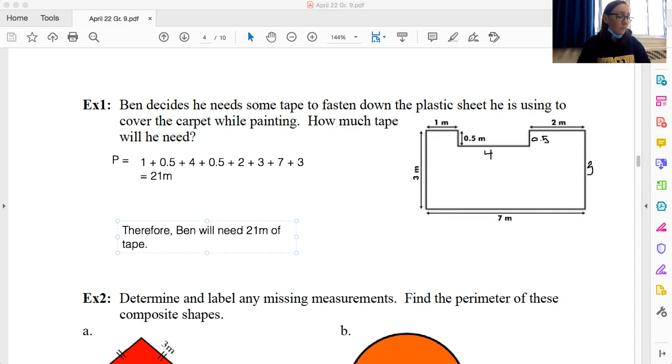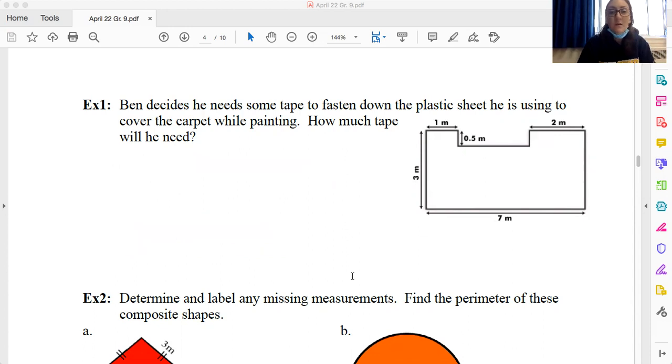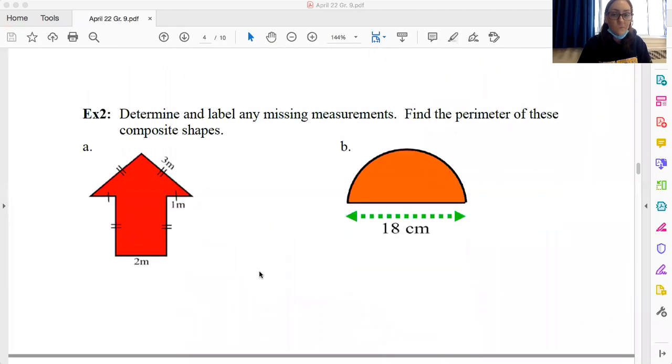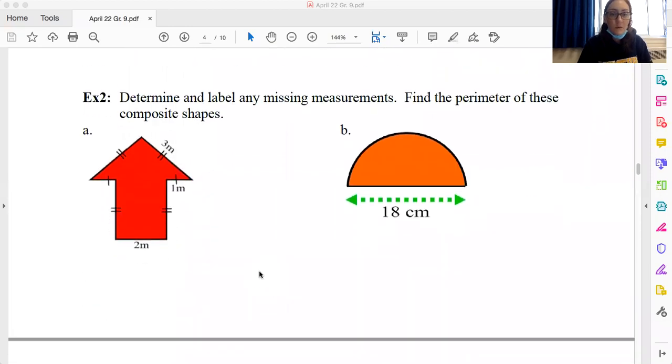Okay. We've got 2 more small examples, and then there's some practice questions for you. So I'm going to erase this. So determine, label the missing measurements. Find the perimeter of these composite shapes.